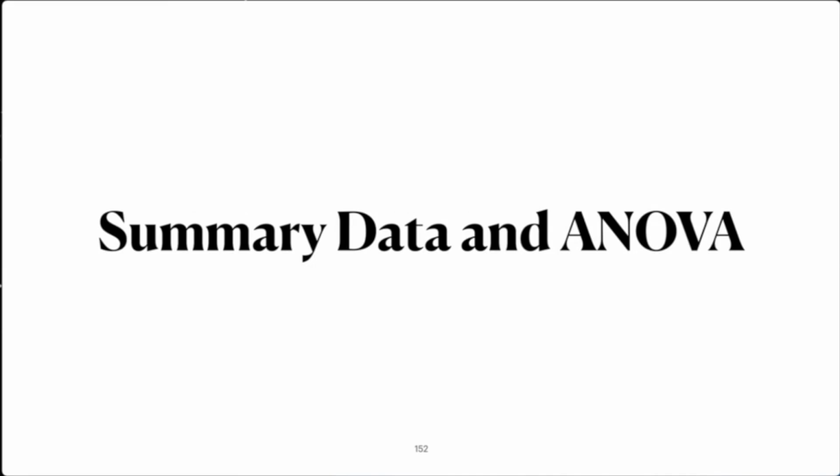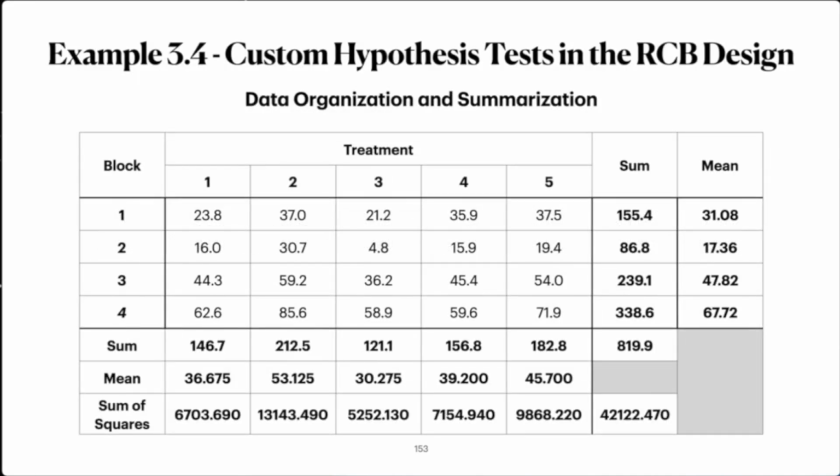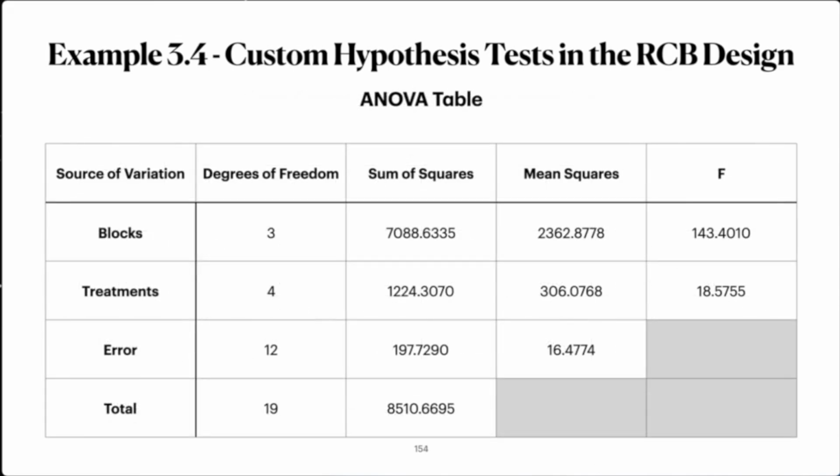So I've included the summary data and the analysis of variance table just for easy reference, and so you may want to pause the video or back the video up at some point as we get into these calculations, in order to see these values. In addition to the raw data here, we have some summary statistics. We have the treatment sums, the treatment means, the uncorrected sum of squares for each of the treatments. And then we also have the ANOVA table here that we constructed back in example 3.1.